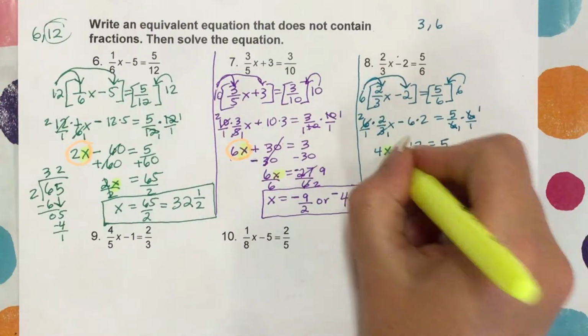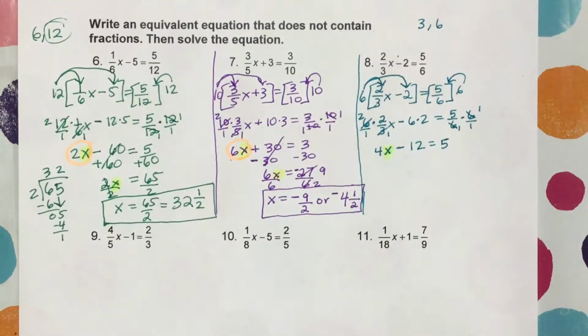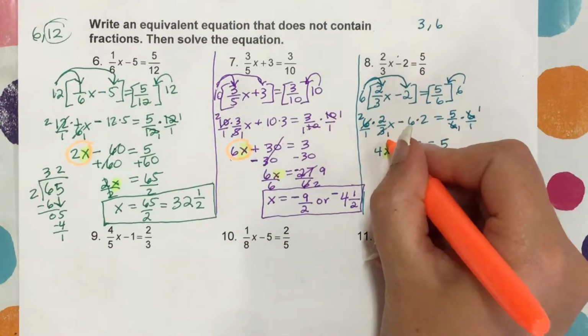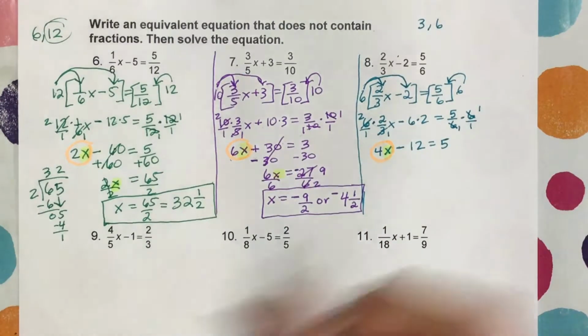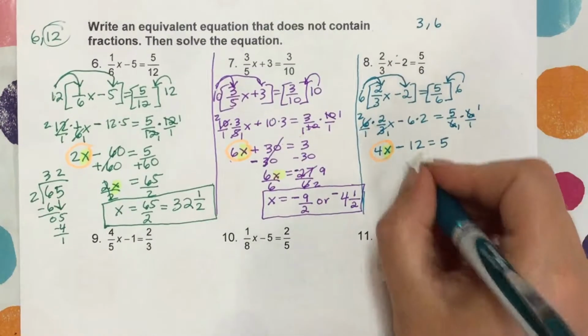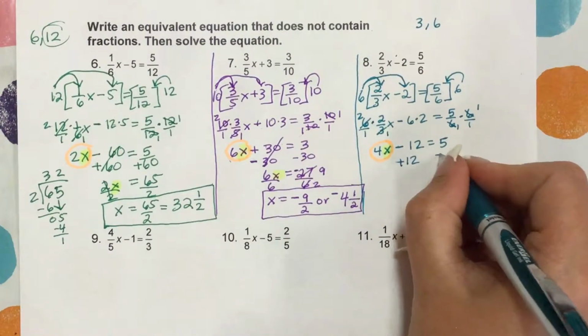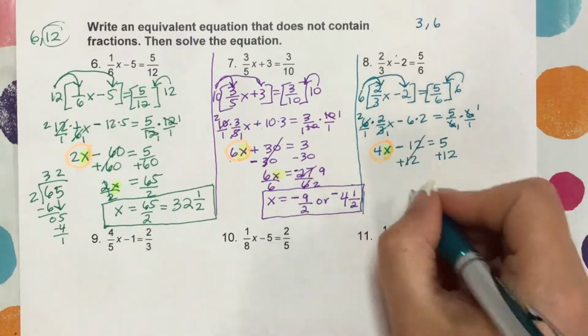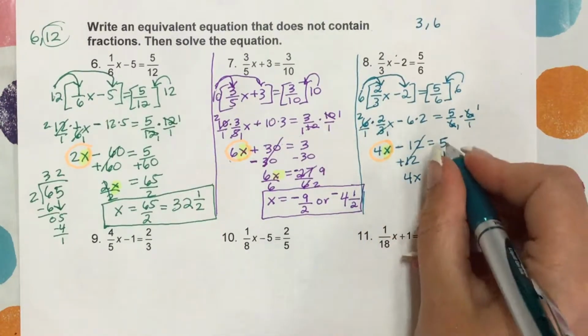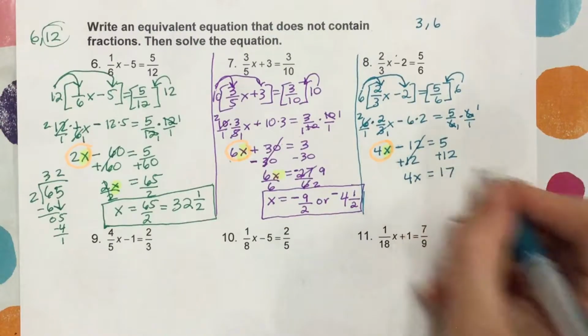So now I'm trying to figure out what x is. I know that this is a two-step equation, so I'm going to leave this 4x together until the very, very end. So I have to get rid of this negative 12 first. I'm going to do that by adding 12 to both sides. The negative 12 and the positive 12 are going to cancel each other out. I'm left with 4x equals 5 plus 12, which is 17.